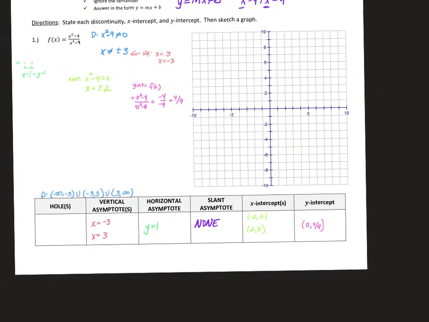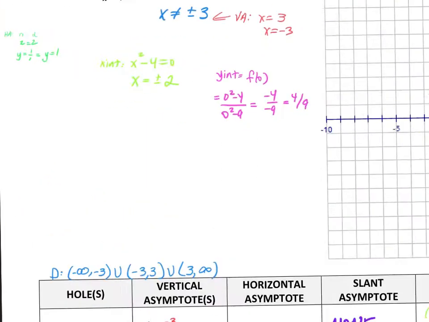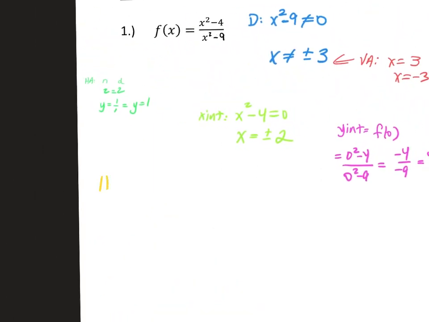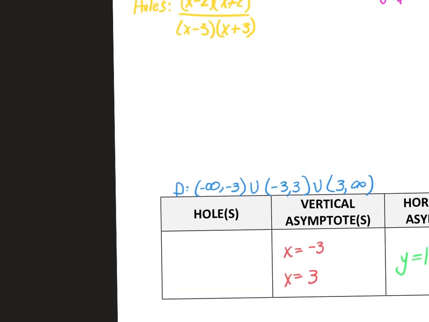All right, what's the last thing I need to check for? Holes. How do we find holes? You factor the numerator and the denominator. See if anything. So I have x minus 2, x plus 2 on the top. What about the bottom? x minus 3, x plus 3. Perfect. Now, what is going to designate that there's a hole? Common factors on top and bottom. We cross them out, set them equal to 0. Does that occur here? No. So you're telling me no holes.